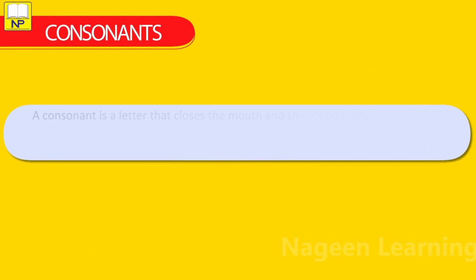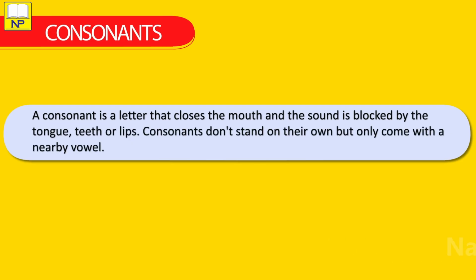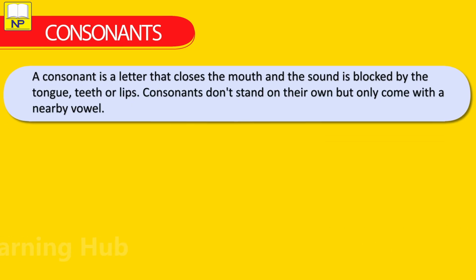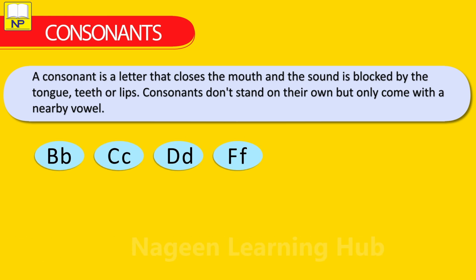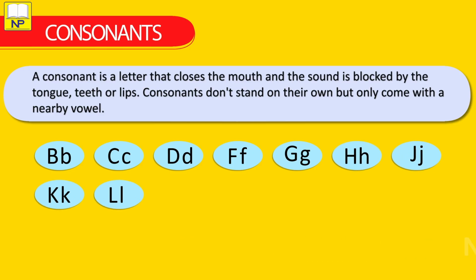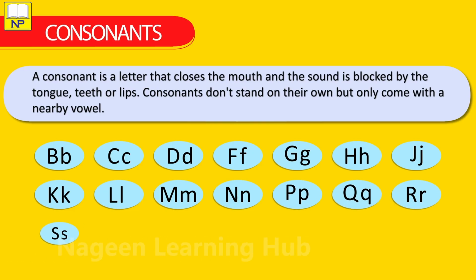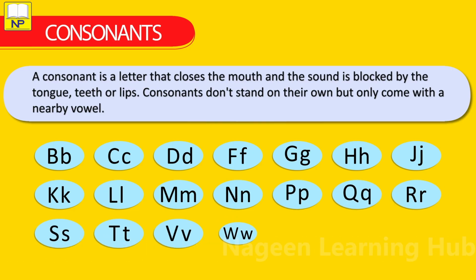Consonants. A consonant is a letter that closes the mouth and the sound is blocked by the tongue, teeth or lips. Consonants don't stand on their own but only come with a nearby vowel. B, C, D, F, G, H, J, K, L, M, N, P, Q, R, S, T, V, W, X, Y, Z.